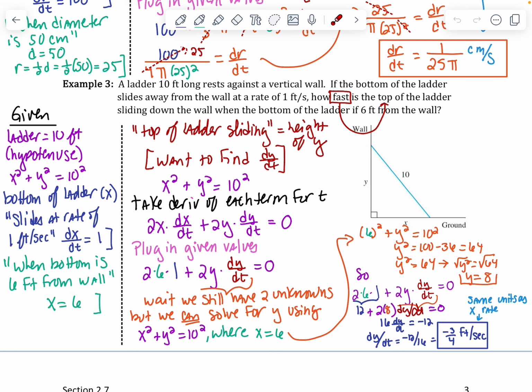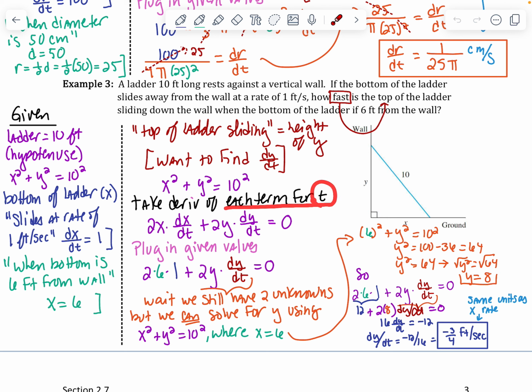So the question asks about the top of the ladder. The top of the ladder is whatever this y height is. So we're looking at y, but it doesn't ask what is the height on the wall. It asks how fast is it sliding down, meaning that the rate of change of y is what we want, and because it's sliding down, we're expecting a negative answer. So the only equation we have is this right triangle from our picture, x squared plus y squared equals 10 squared, because we have a right angle.